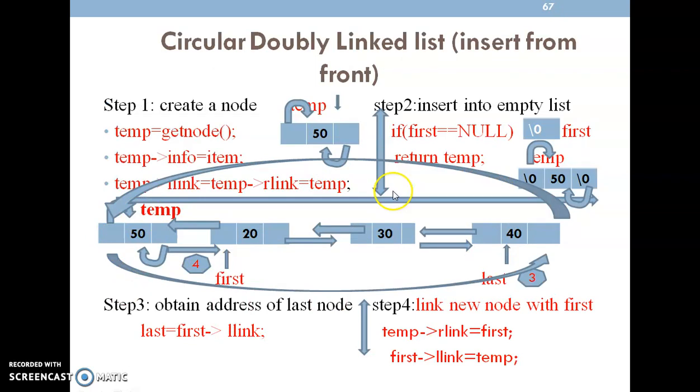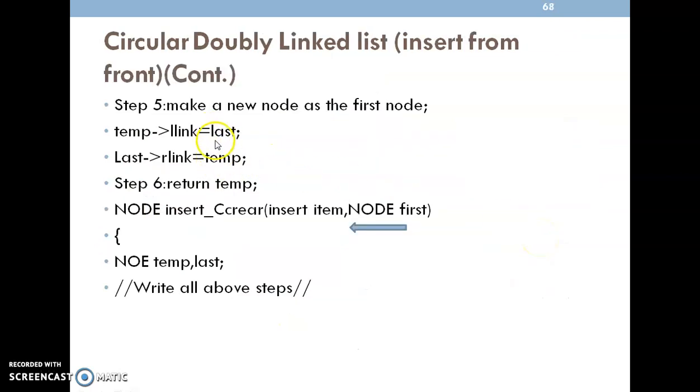So how to do this? last pointer right link equal to temp. Then temp pointer left link equal to last. That we have done here. Then return temp. The temp becomes the first node. You have to return the first node always. So return temp now. Then write all these steps inside the function.